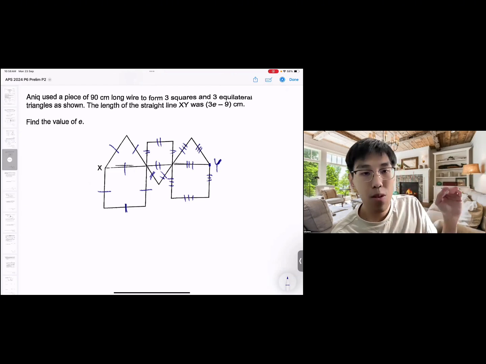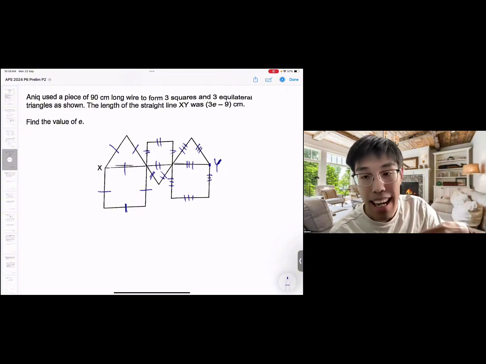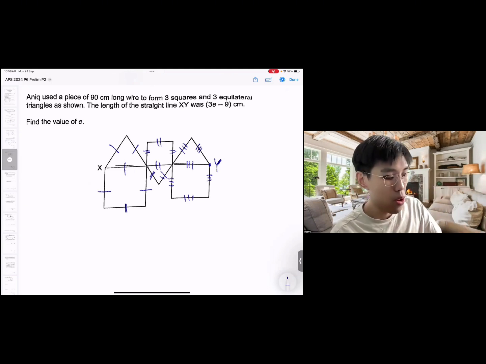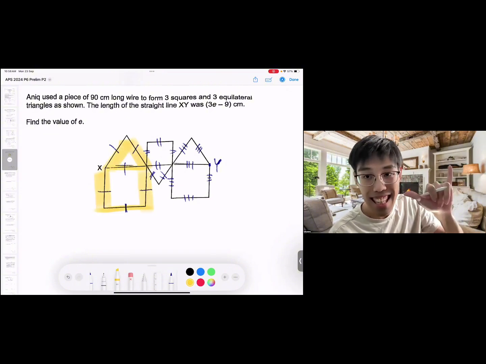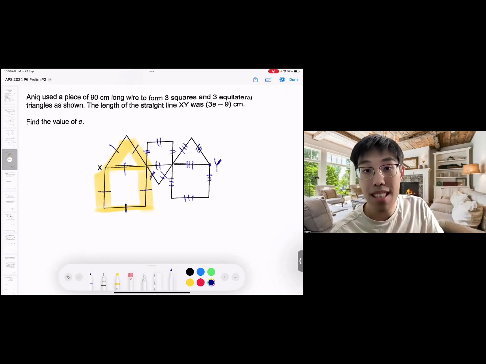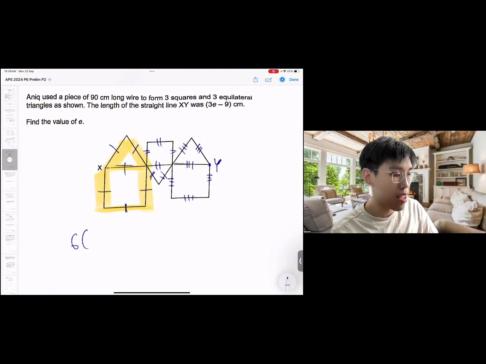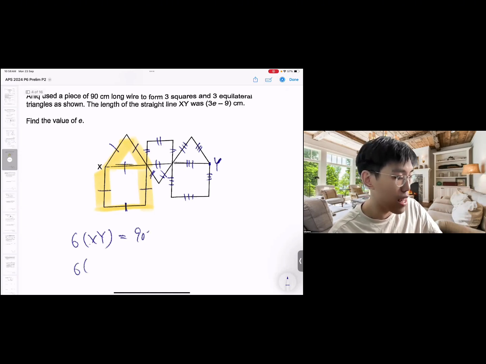Okay, so the one set of an equal line is 3e minus 9. So if we consider everything, how many sets of the equal lines are there? That's what they're asking for. So from here, if we were to calculate, it's actually 1, 2, 3, 4, 5, 6. 6 sets of that line. And it's the same for all the different sets. So that means 6 sets times XY is 90. Can you follow? So I replace XY with 3e minus 9 equals to 90.